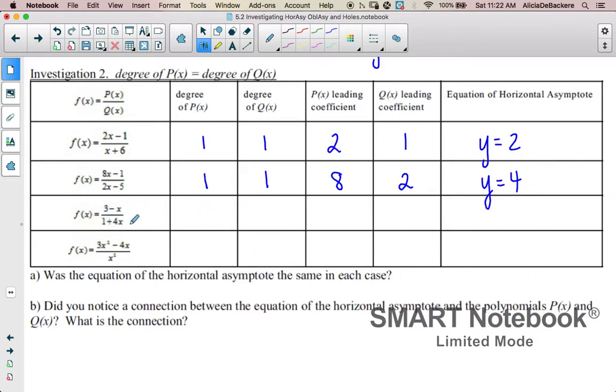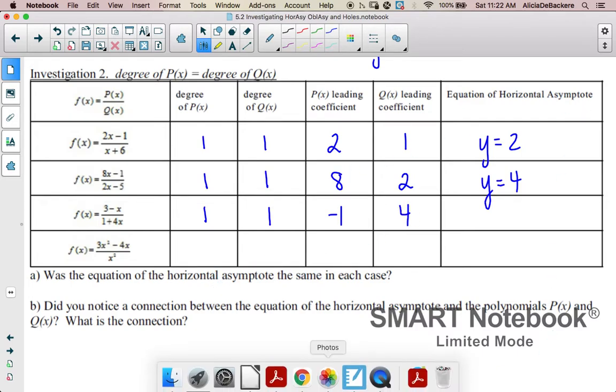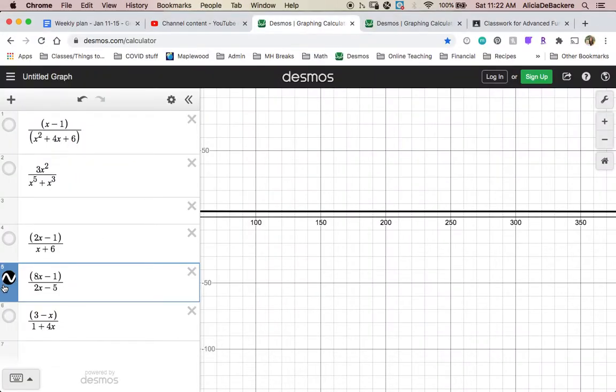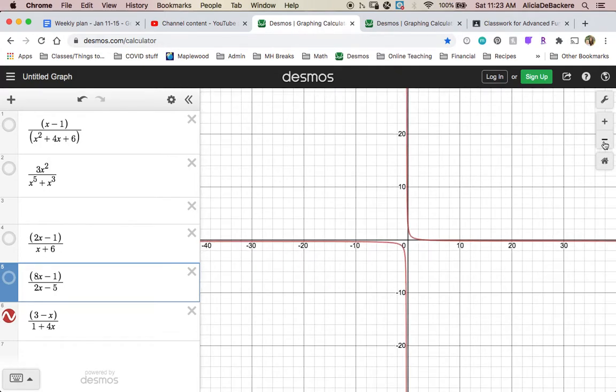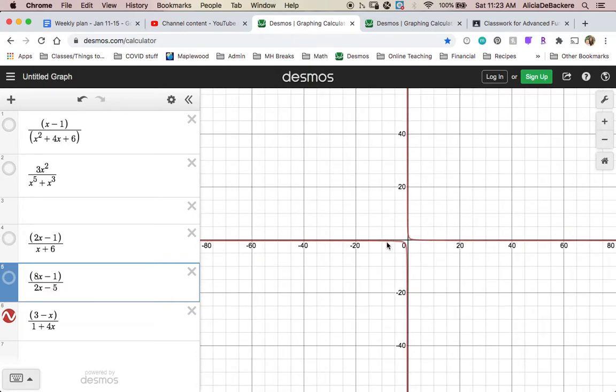The next one, the degree of the top is 1. The degree of the bottom is 1. The leading coefficient on the top, remember, it's the multiplier in front of the x, so that's a -1. And then on the bottom, the multiplier in front of the x is a 4. When you're heading over to Desmos, we're going to take a look at what this looks like. Oh, I've zoomed way out, so I'm going to just press my home button on Desmos. It takes me back to my center screen, and then from there I can zoom out a little bit to see what's happening. Again, I want to know what's happening as I slide to the left of the graph.